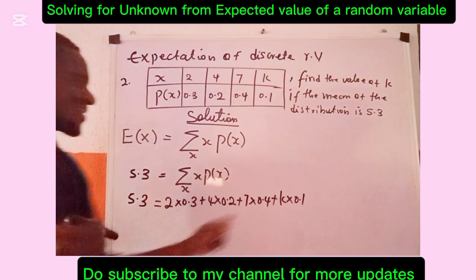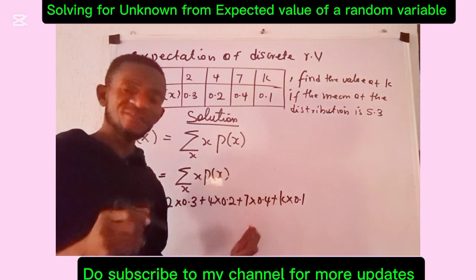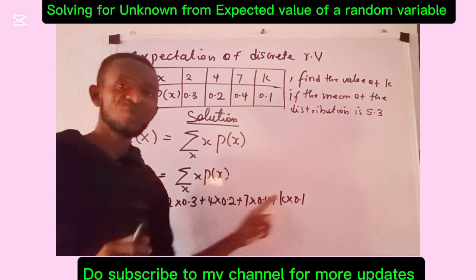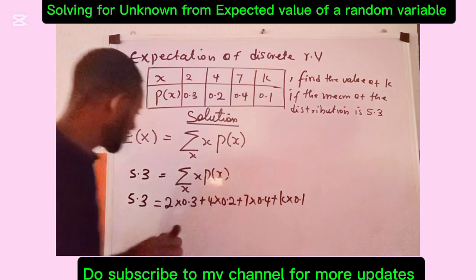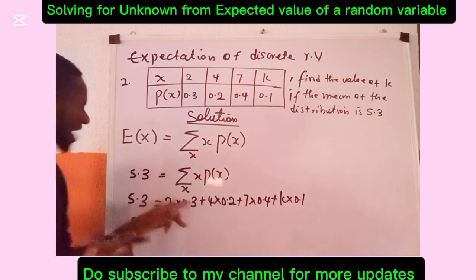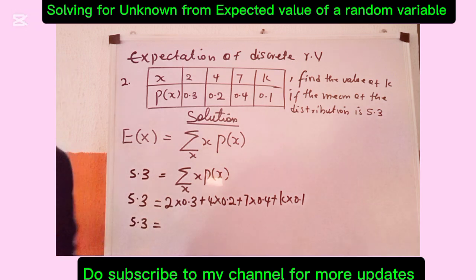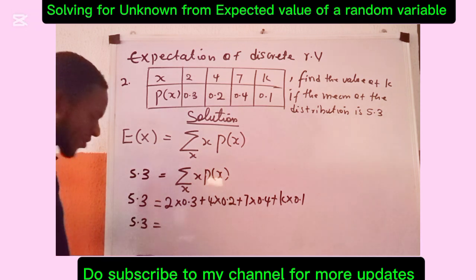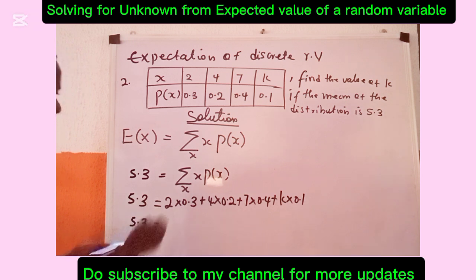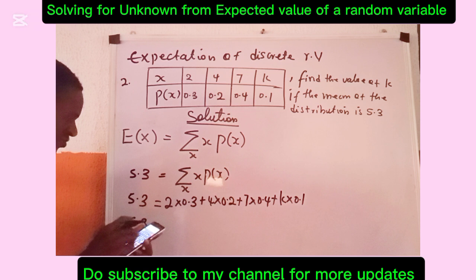You now can see that this k has been factored into this equation. And with that, we can easily evaluate its unknown. So what we are going to do here now becomes 5.3 equals 2 times 0.3. Permit me to use my calculator so that it will be much easier for me. We are talking about 2 multiplied by 0.3.